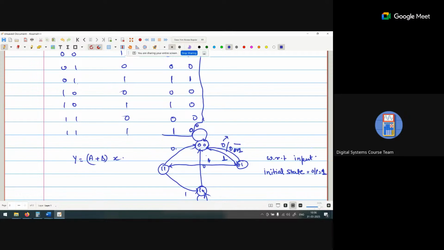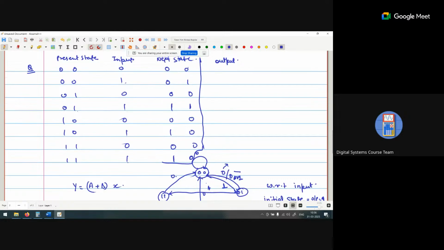Okay, output Y. If I am taking the (a plus b) times x, what is a plus b here? Here a plus b is 1, but the output multiplied with x is 1. A plus b is 1, multiplied with x is 1. So in all three particular positions the output is 1, and the remaining output is 0.